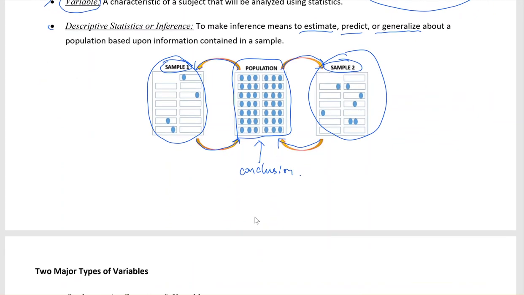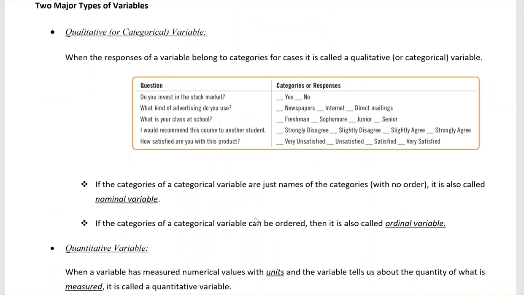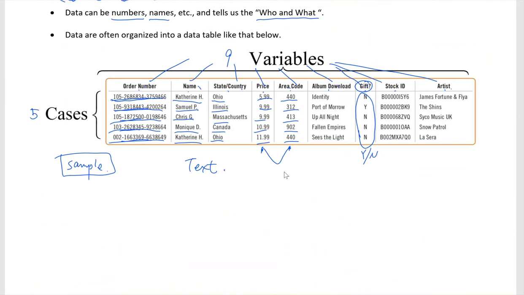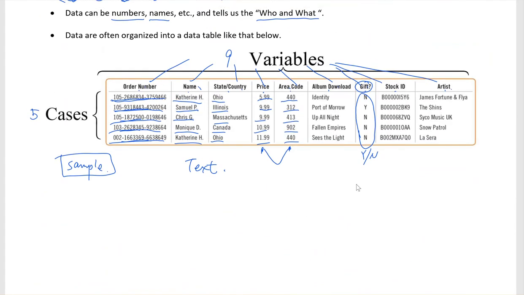All right, okay. In today's class we'll talk about the types of the variables. As we see from the last example, right? We have different kinds of characteristics, right? Some of them are numbers. Even both of these two are numbers. Actually, these two kinds of numbers are different, right?